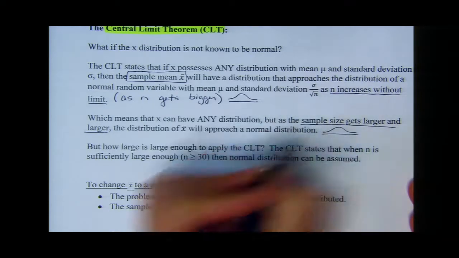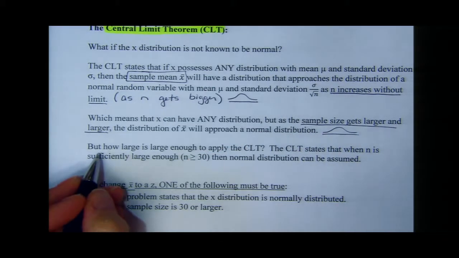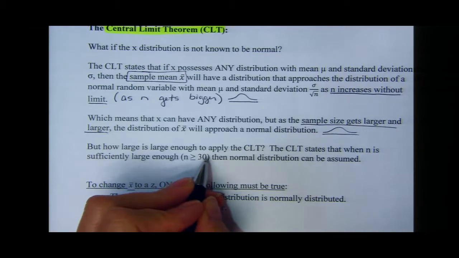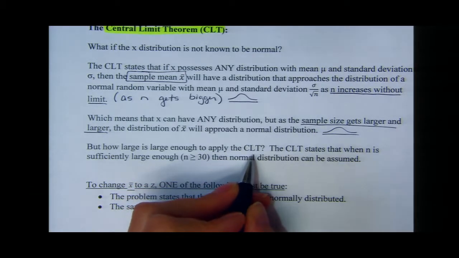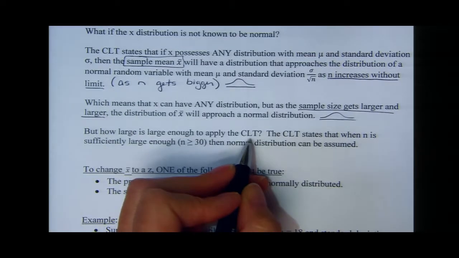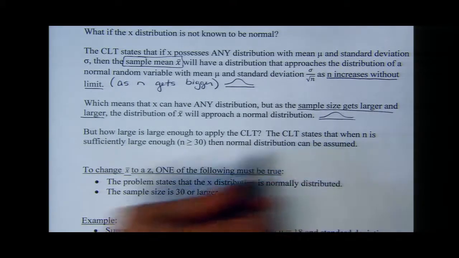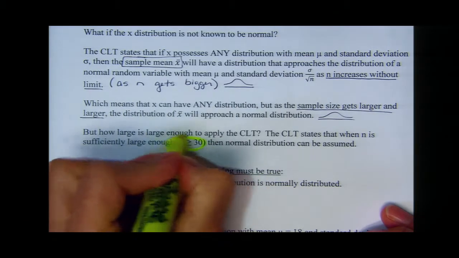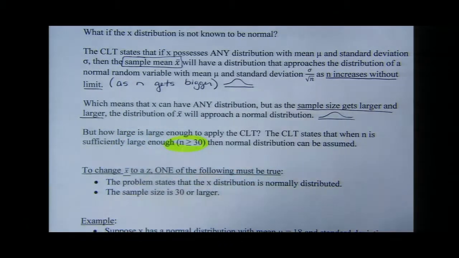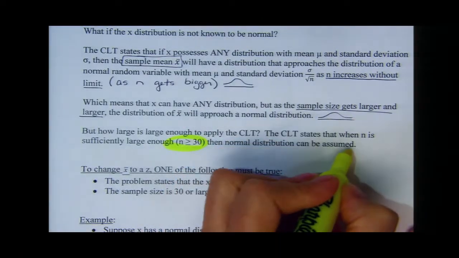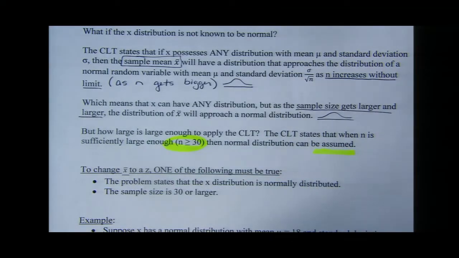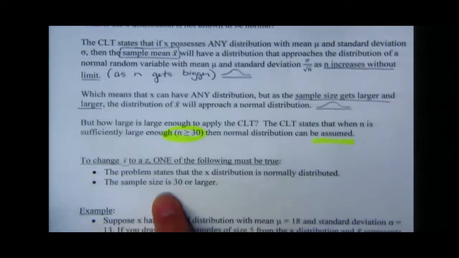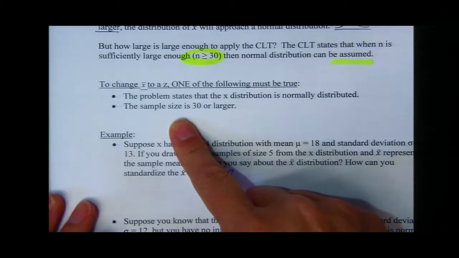So that's what I just stated above. But how large is large enough to assume normal based upon the central limit theorem? The central limit theorem states that when n is sufficiently large, and it considers large enough being a sample size of 30 or larger, then normal distribution can be assumed. It's basically what I'm saying is written right here.